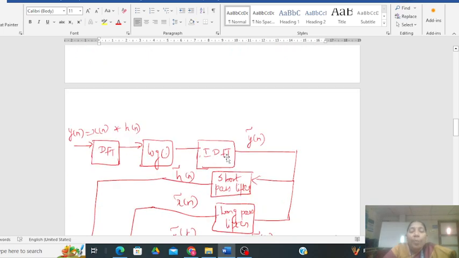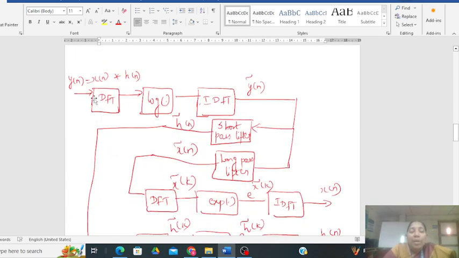Now in the homomorphic filtering, you are applying y of n, which is a combination of an input signal convolved with the impulse response. This is sent to a discrete Fourier transform, which converts the time domain signal into a frequency domain signal. Then it is sent to an algorithm.